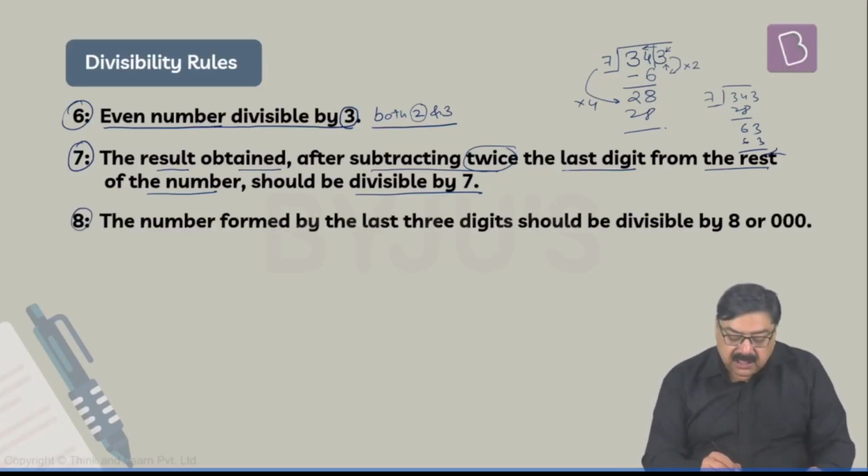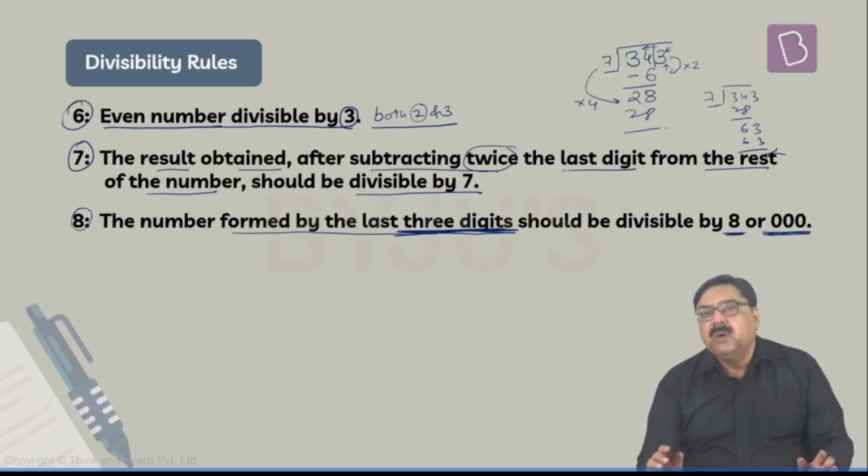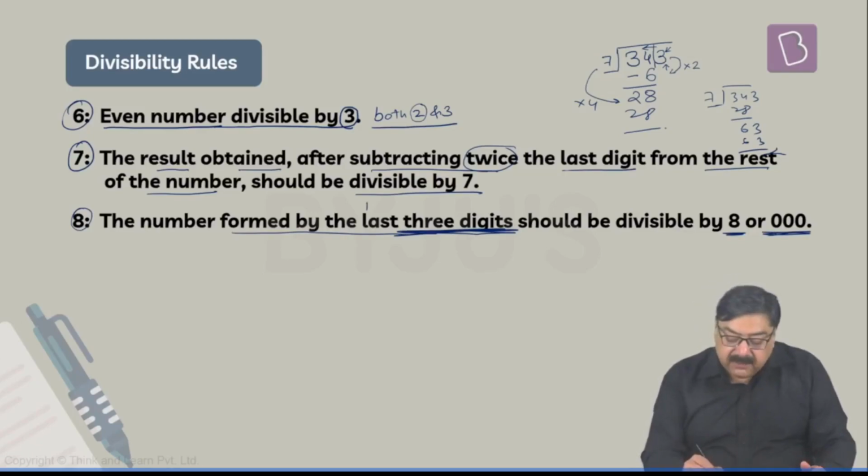8. Now the number formed by the last 3 digits should be divisible by 8 or should be 3 zeros. Now what do I mean by that? Let us say you have a number 1, 2, 3, 4, 5, 6, 4, 8. Now look at the last 3 digits. The number formed by the last 3 digits is 648.